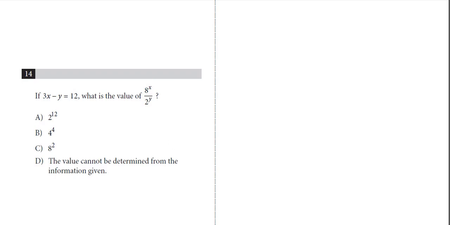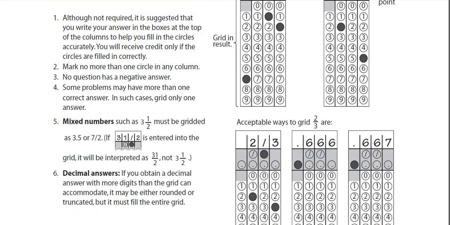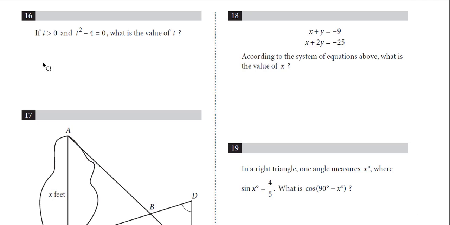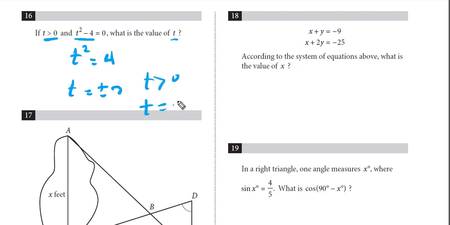The next one, grading questions. Here, if t is more than 0, t squared minus 4 is equal to 0. What is the value of t? T squared minus 4 is 0, which means t squared is 4, and t is equal to positive or negative 2. But t is more than 0, then t is equal to 2.